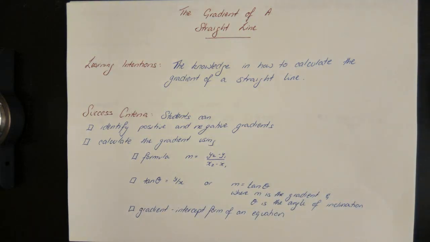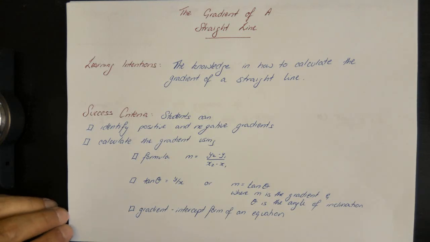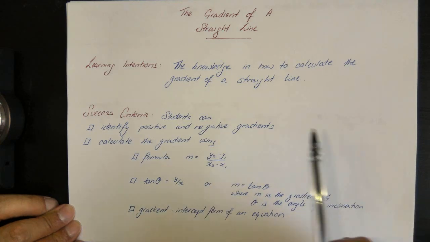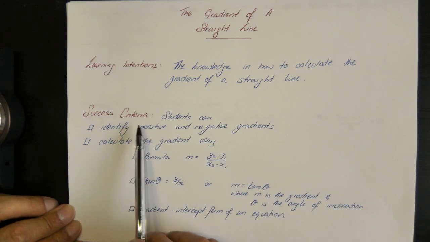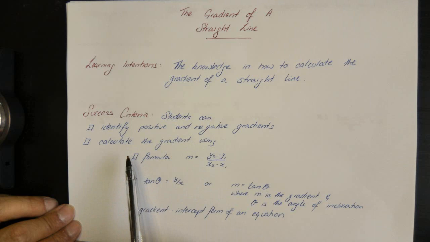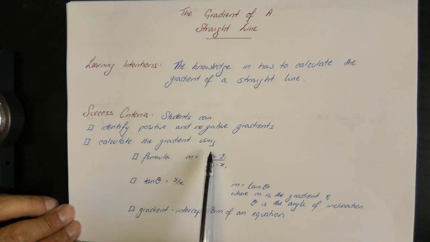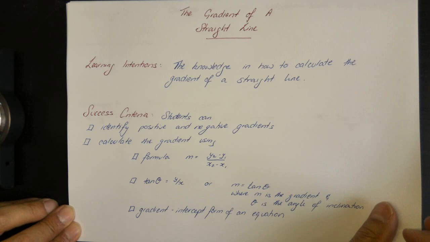Okay, so today we're looking at the gradient of a straight line. Our learning intention is to gain the knowledge in how to calculate the gradient of a straight line. We'll be successful if we can identify positive and negative gradients, and calculate the gradient either using the formula, using the fact that tan theta is also equal to the gradient, or using the gradient intercept form of an equation.